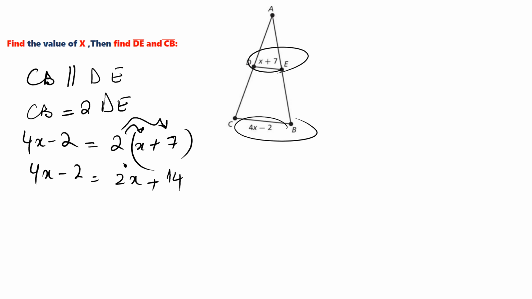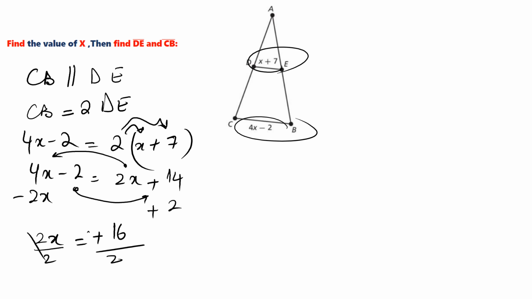Bring all the variables on the left hand side and the numbers on the right hand side. Plus 2x goes on the other side, negative 2x. Negative 2 goes on the other side, becomes positive 2. Now simplify, 4 minus 2 is 2x and 14 plus 2 gives us 16. Divide both sides by 2, x equals to 8.